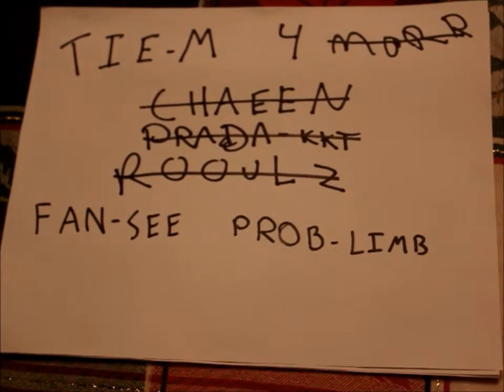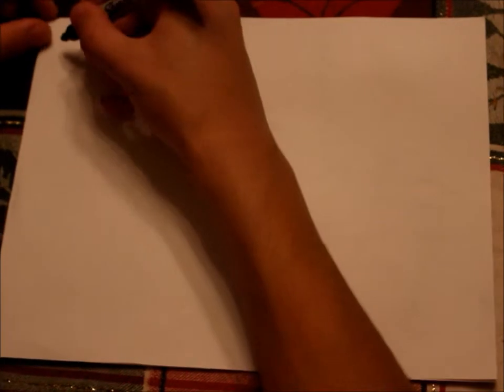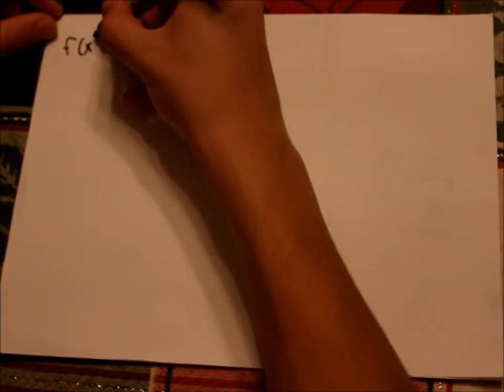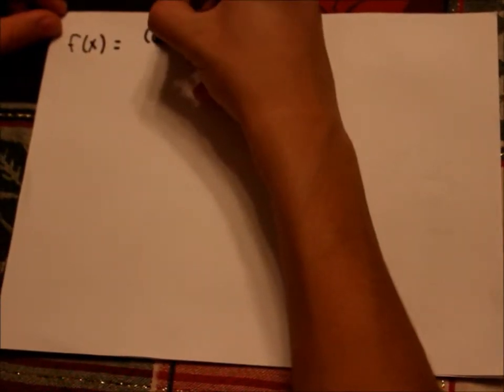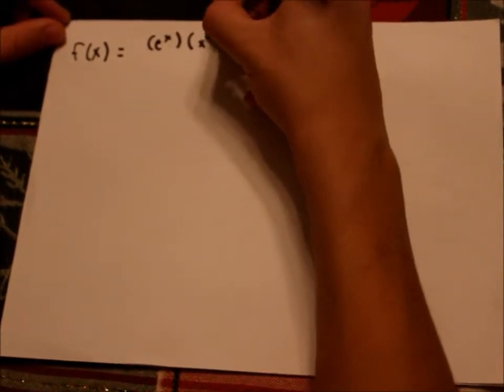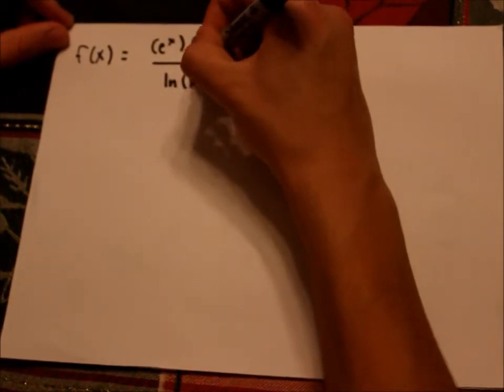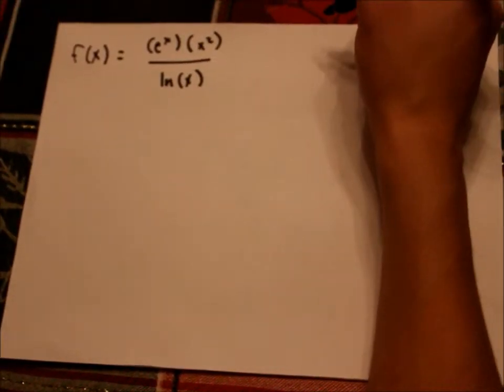Alright, so now we're going to do a fancy, or complicated, problem. This problem is going to encompass several rules, and we'll see how we can apply them. Alright, so f of x equals e to the x times x squared all over ln x.